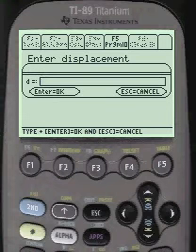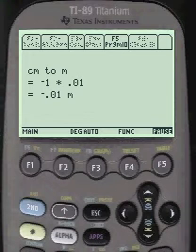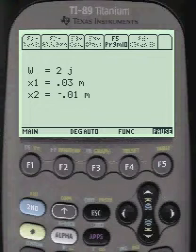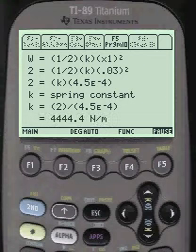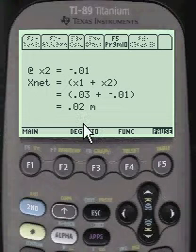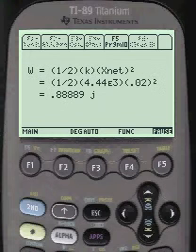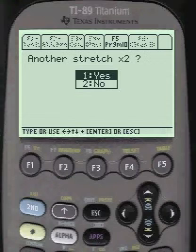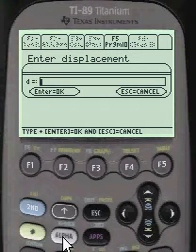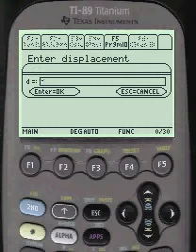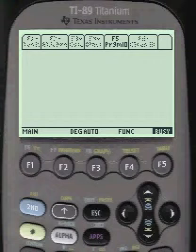Another stretch was alpha minus 1 centimeters. There's the net movement, equals that work. And one more, they give it as alpha minus 7 centimeters.